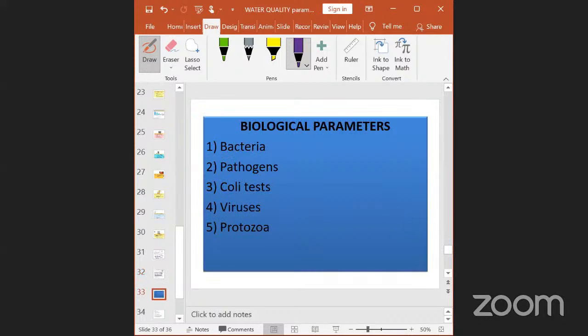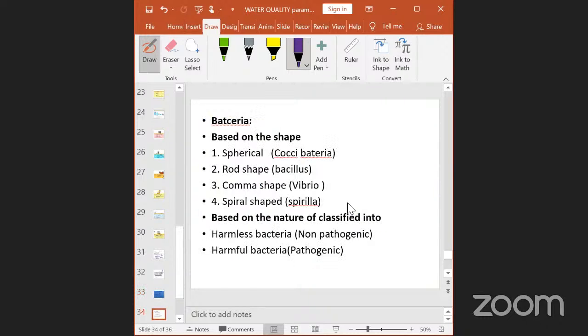The next one is biological parameters. So what are the biological parameters? These are the bacteria, pathogens, protozoa, coliforms, and viruses. Some of the biological parameters. Coliform means E. coli test for MPN. MPN means most probable number, right?